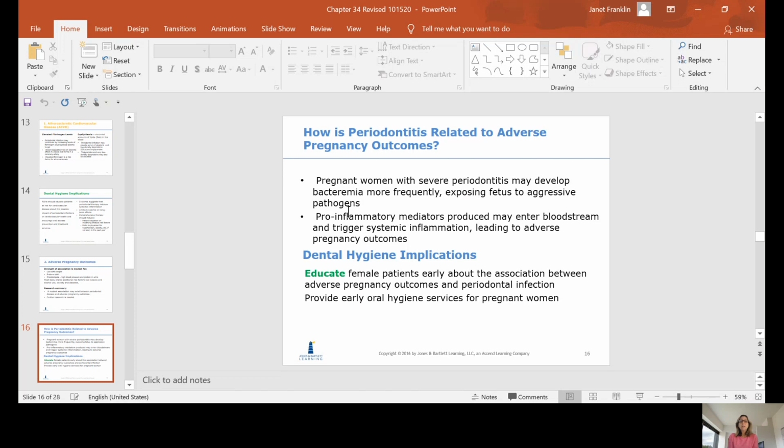How is periodontitis related to adverse pregnancy outcomes? Pregnant women with severe periodontitis may develop bacteremia more frequently, exposing the fetus to aggressive pathogens. And of course, that triggers the immune system. And now we've got pro-inflammatory mediators entering the bloodstream and triggering systemic inflammation. So inflammation in the blood vessels. Dental hygiene implications: educate your patients about the risks.